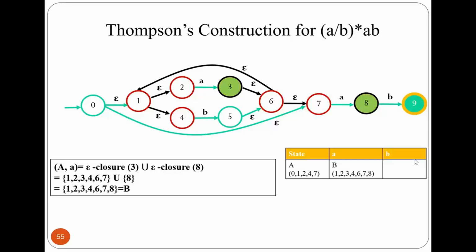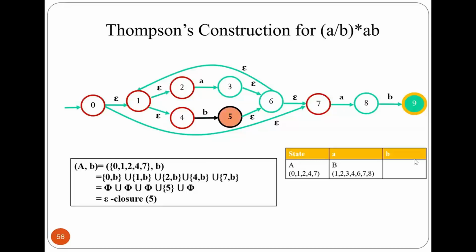Since this set which I get is not same as the set which I got earlier, that means capital A, I will mark this set as B. On the right side I have given corresponding to state A, on small a I get a new set which is B. Now I move to capital A, comma B. I have already covered capital A, comma A. Capital A had 0, 1, 2, 4, 7, comma B.